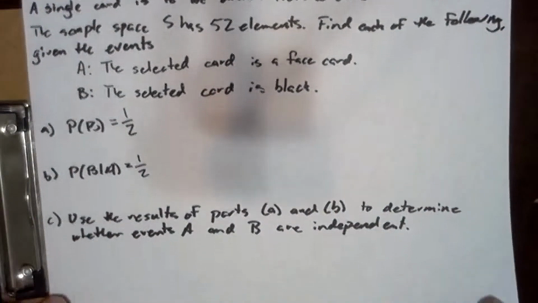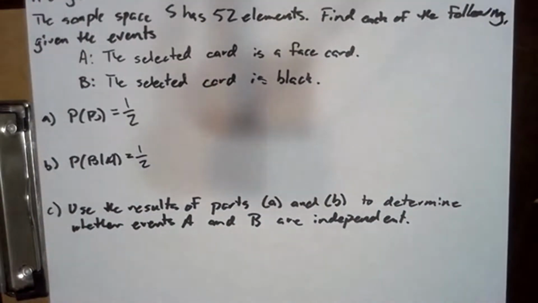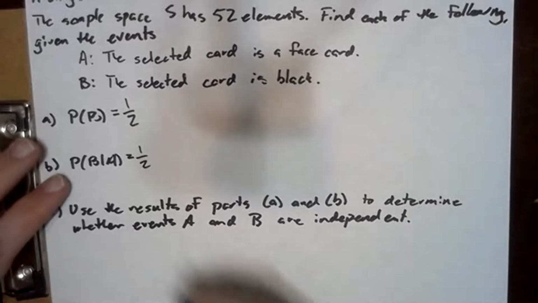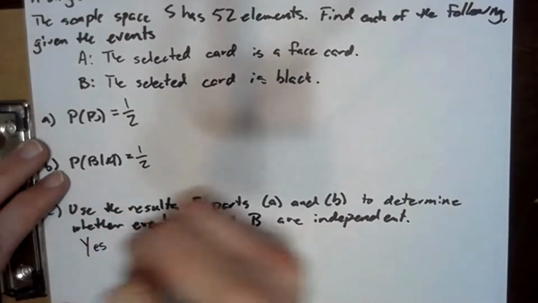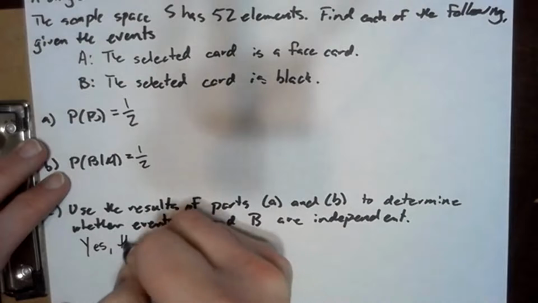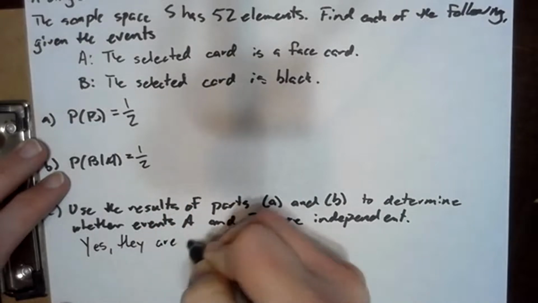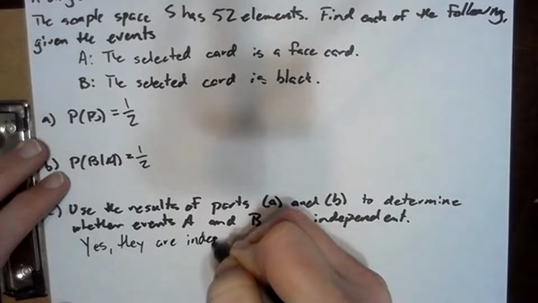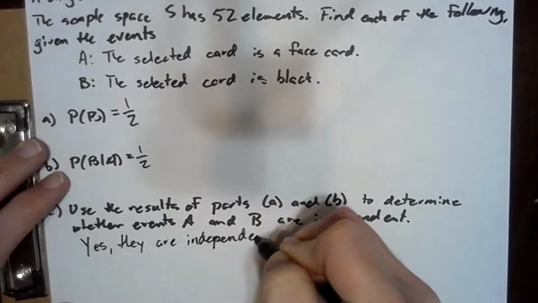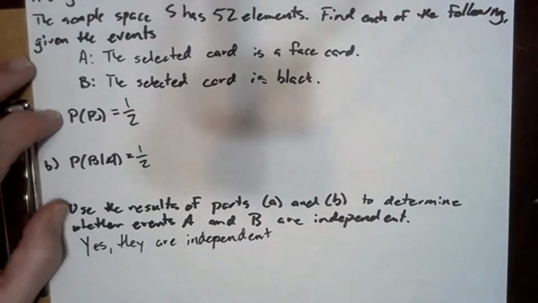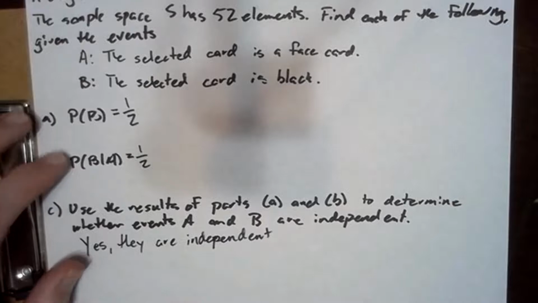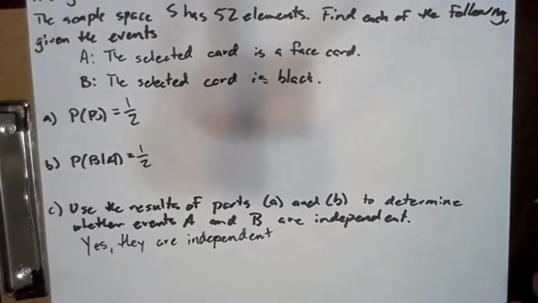Now we're asked to use the results of parts A and B to determine whether events A and B are independent, and yes, they are independent. Because the probability of B and the probability of B given A are the same.